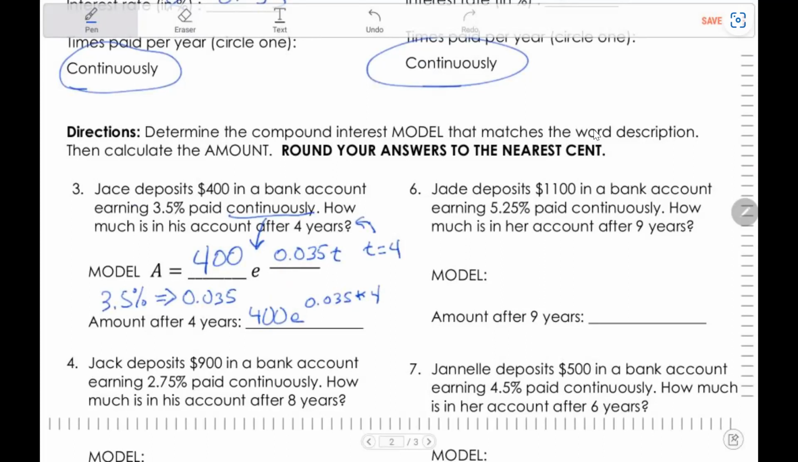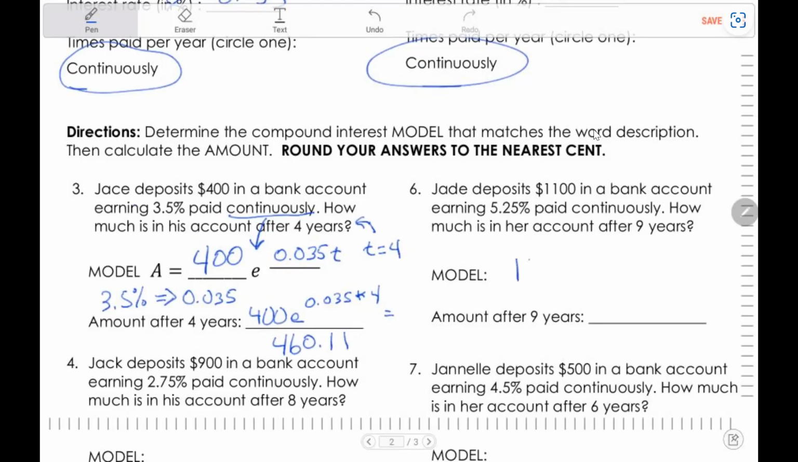So now I have 400 times E, and I have to hit toggle twice to get E. And then I have 0.035. So this is an exponent, right? Times 4. And that turns out to be $460.11 when you round it. All right, let's do another one.